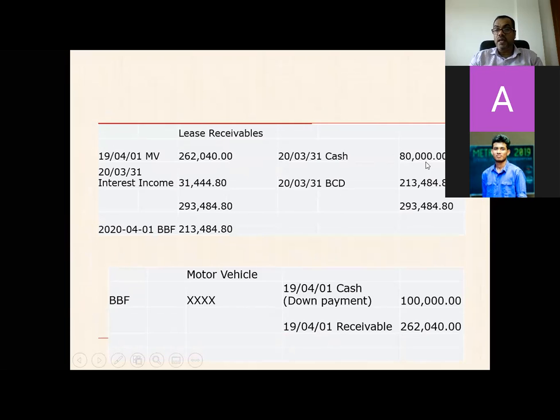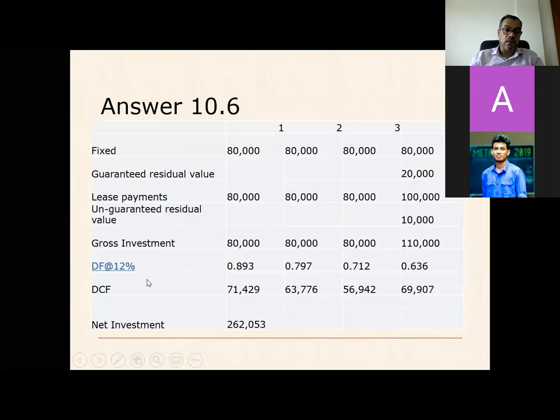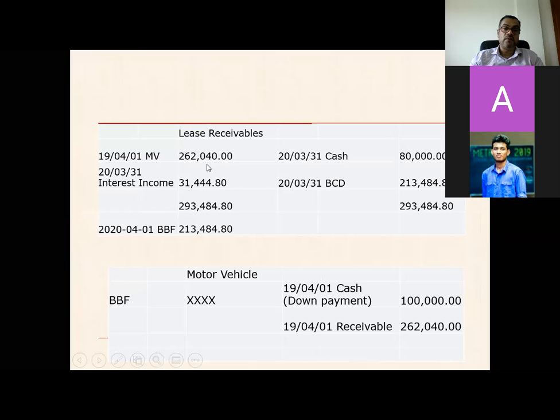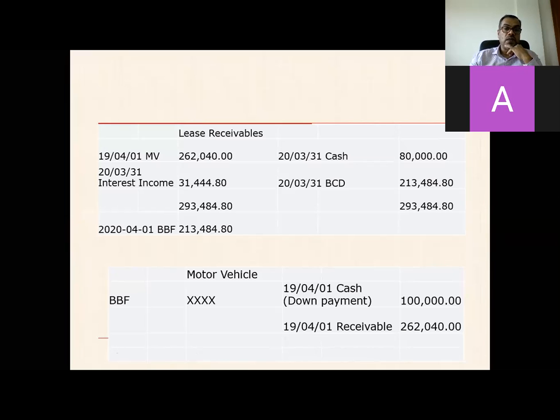At the end of the year, you get another 80,000. Even though you get another 80,000, you are entitled to have your finance income. That 31,444 something is 12% on this value. You can do the calculation, just take a few minutes and do the calculation to understand if you wish. 262,040 into 12% should give you this. I hope you get it. Just try.